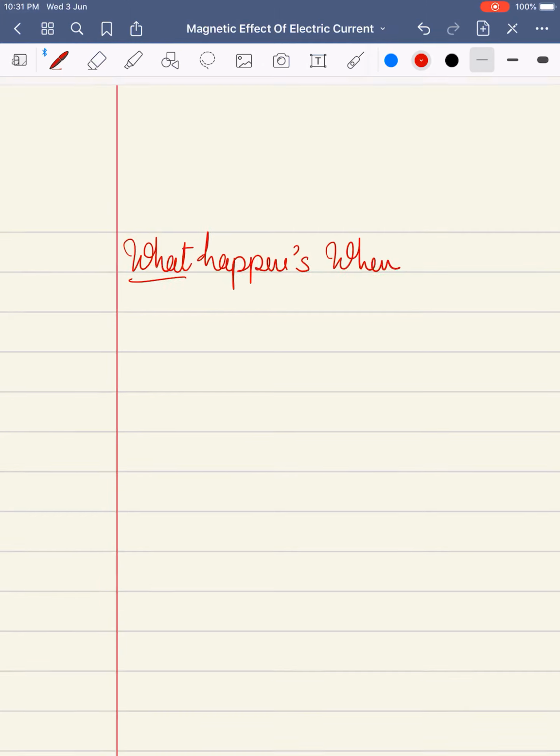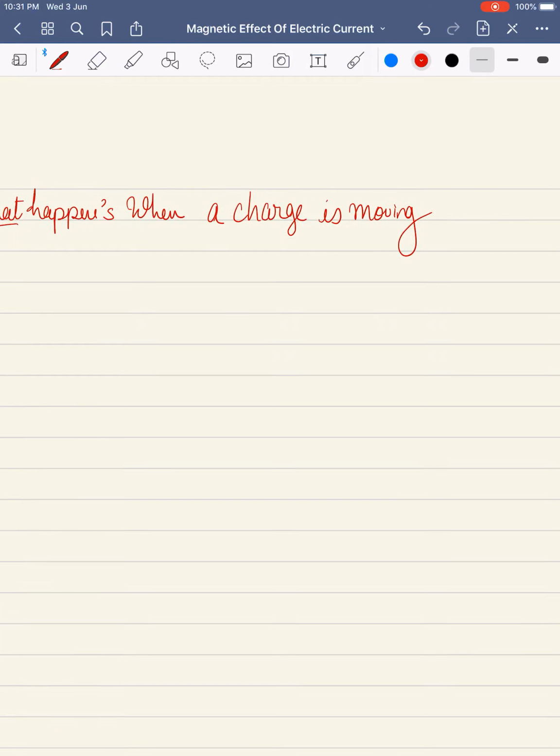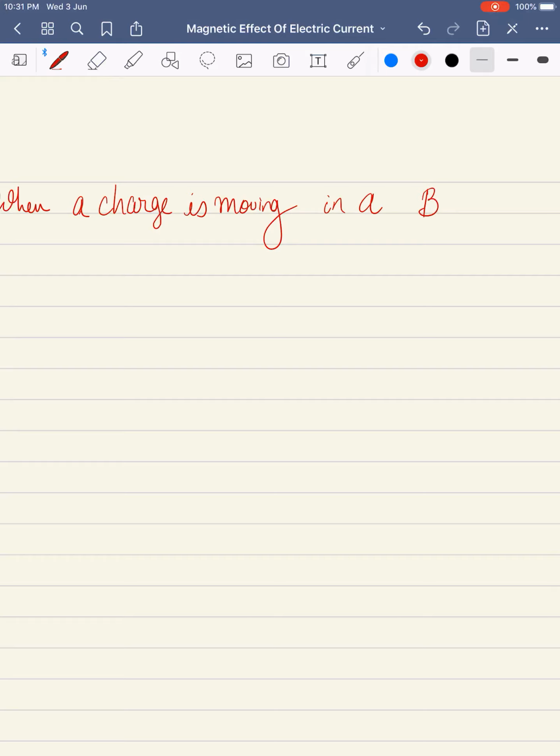So, good evening, everyone. Today, we'll be starting with the next topic, that is what happens when a charge is moving in a magnetic field. What happens when a charge is moving in a magnetic field, B vector.